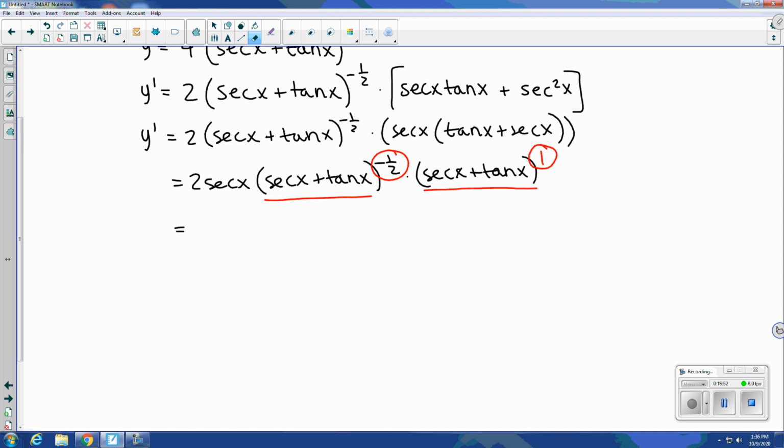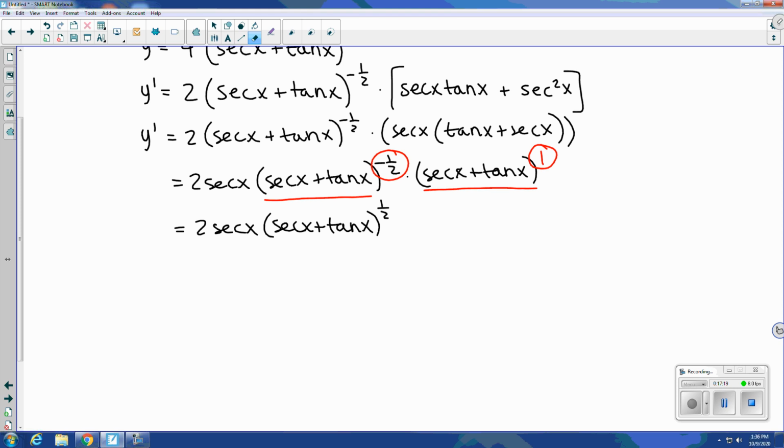And then we have 2 secant x plus tan x. So again, adding exponents. So back to basic exponent rules. If you have x squared times x cubed, you just add the exponents. Good thing I can add. So same idea here. It's just instead of x, we have secant x plus tan x. So I can combine it to 1, and now it's a positive 1/2.